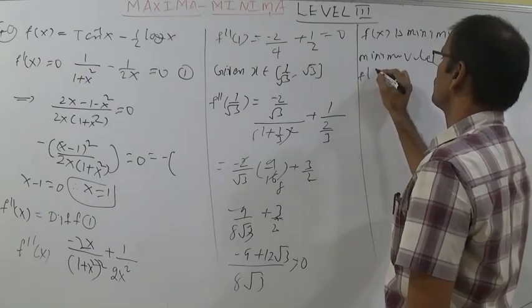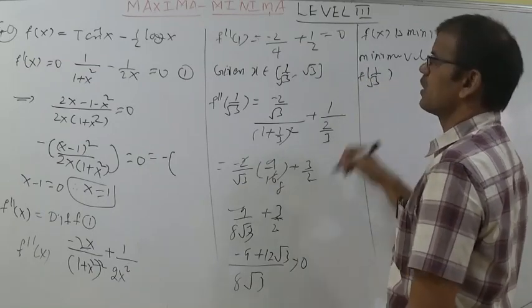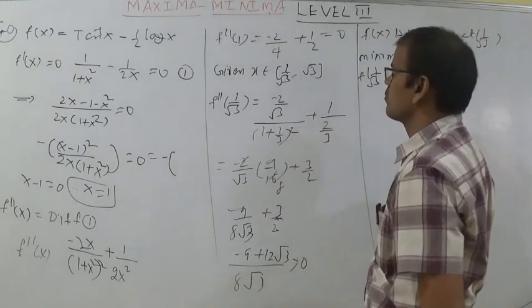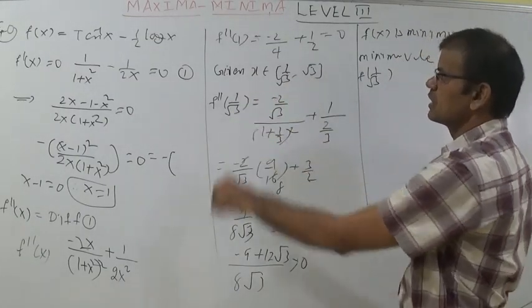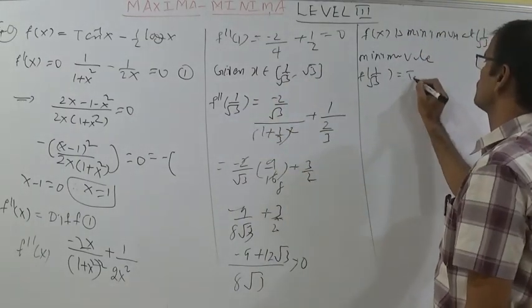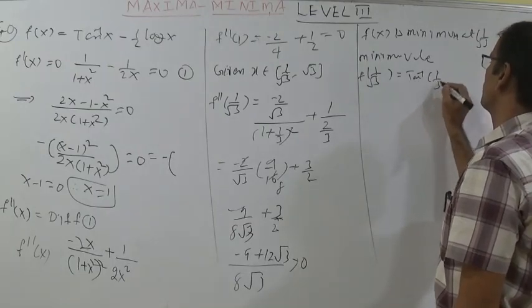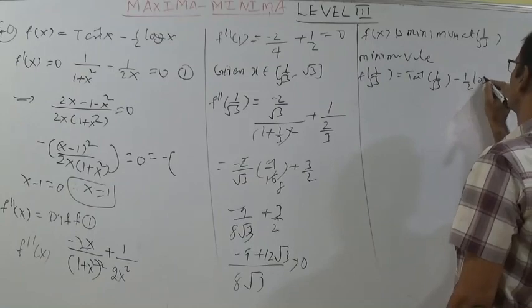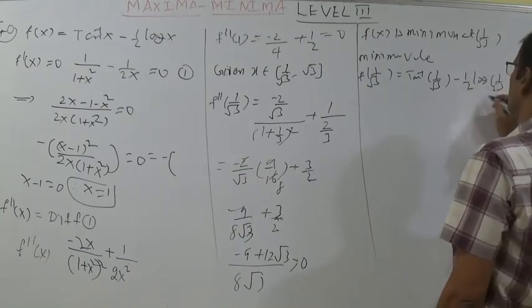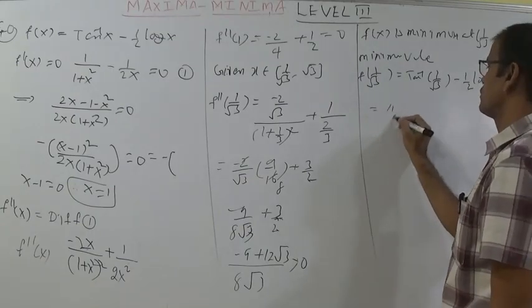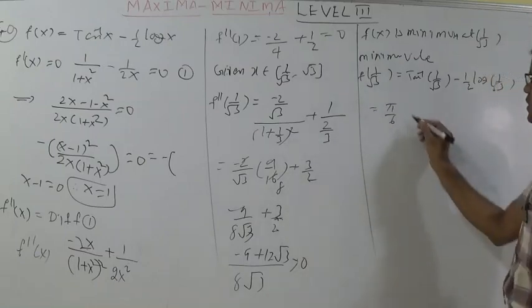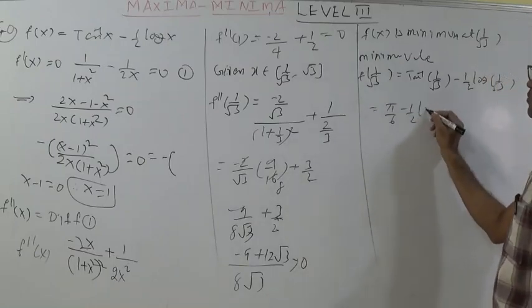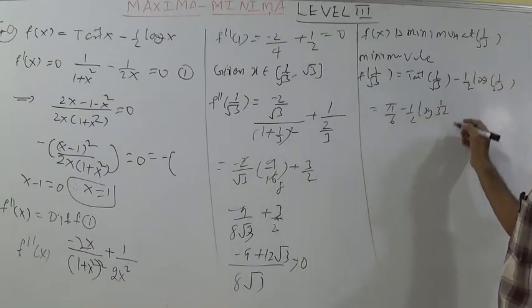Minimum value is equal to f of 1 by root 3. According to the given interval 1 by root 3 comma root 3, I am checking the minimum value. You can substitute here tan inverse of 1 by root 3 minus 1 by 2 log of 1 by root 3. Tan inverse of 1 by root 3, the answer is pi by 6, minus 1 by 2 log of 3 power 1 by 2.